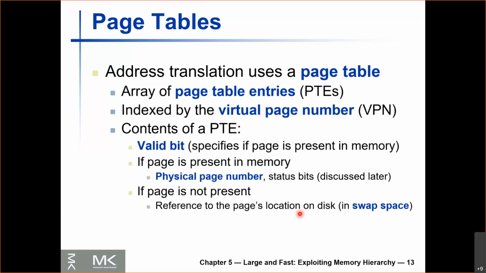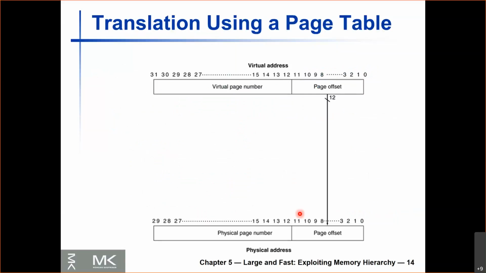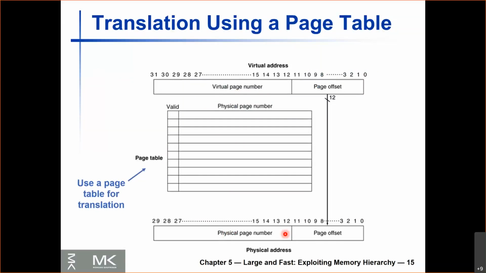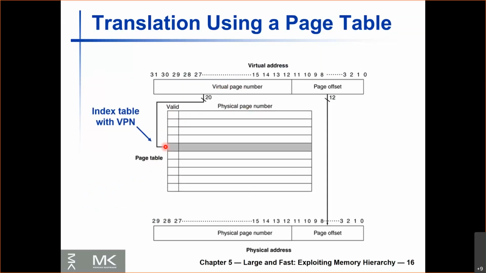Let me do an example to clarify this. We want to translate a virtual page number into a physical page number. To do that, we're going to use a page table, which is an array of page table entries. Each entry is going to have a valid bit and a physical page number, and other things that we'll talk about later. We're going to use the virtual page number as an index into this page table. This virtual page number is 20 bits, so we're going to use these 20 bits to index into this page table.